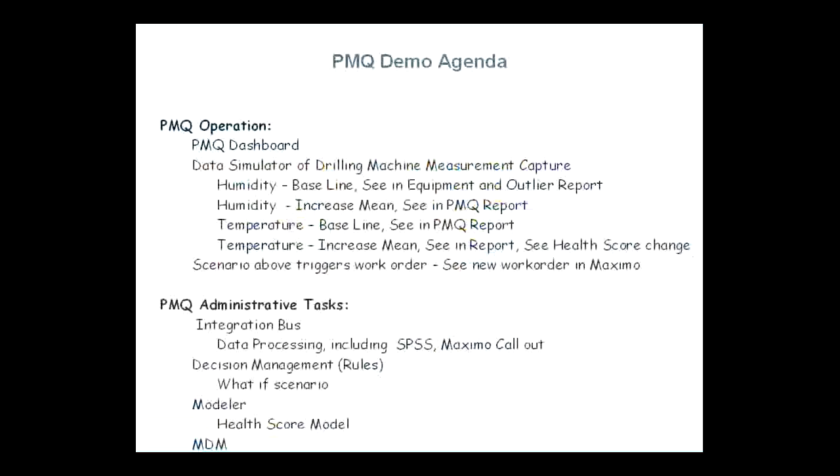In this case, we'll be running a simulator to run a baseline of humidity. Then we'll arbitrarily increase the humidity and see what happens. We'll also show temperature being measured, and we'll also increase the temperature and see how that impacts the health of the machine. We'll also see if that triggers a work order and show that in Maximo. The different administrative tasks that are part of this are the integration bus capability, the decision management rules, the predictive modeler using SPSS Modeler, and master data management.